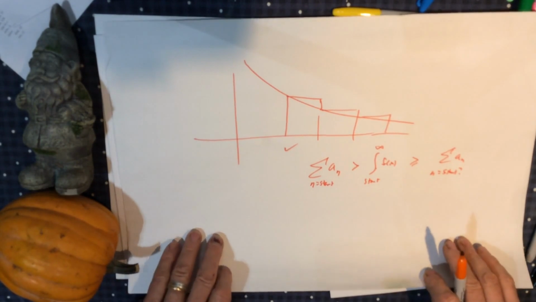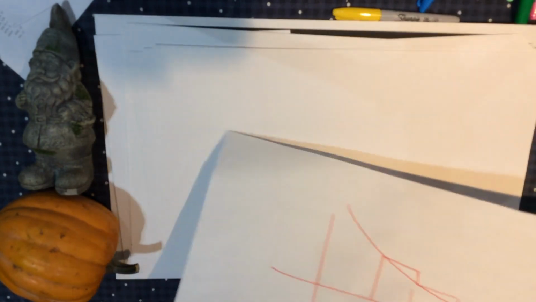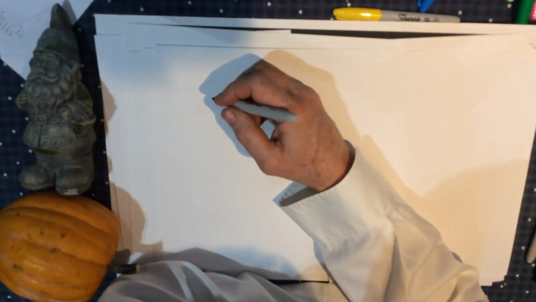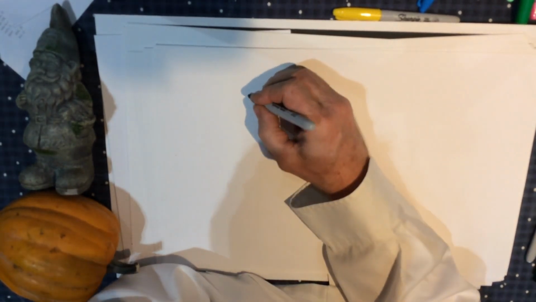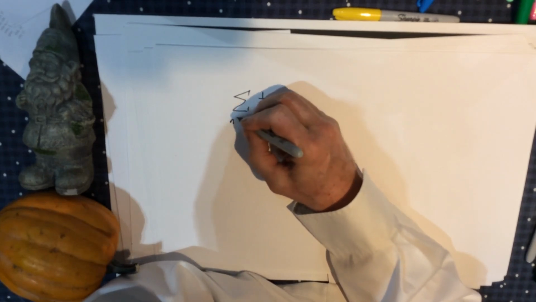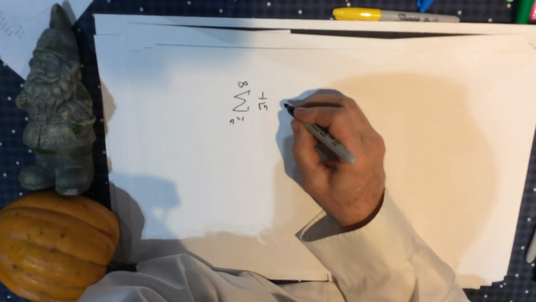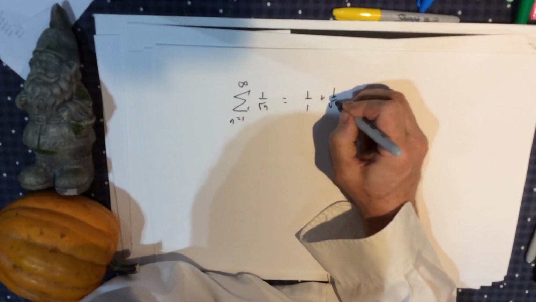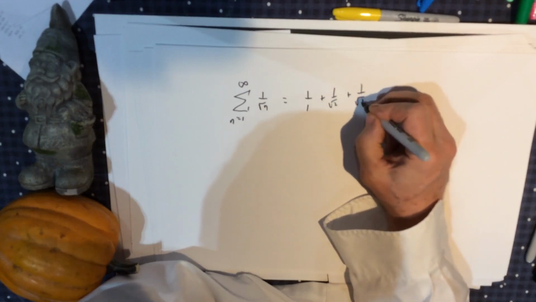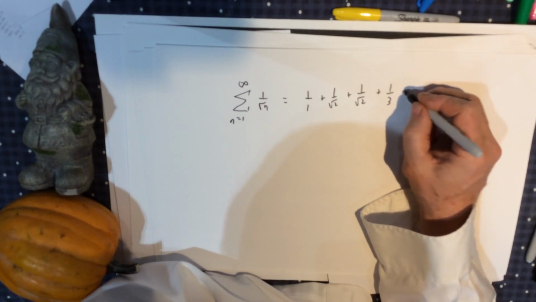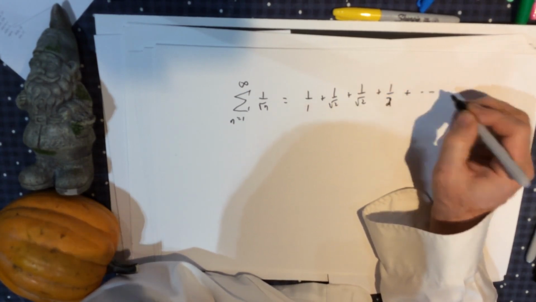All right, so let's do an example of an upper Riemann sum. So let's ask ourselves what we suppose the sum of 1 over the square root of n, n equals 1 to infinity, would look like. It's 1 over root 1, which is 1, plus 1 over root 2, plus 1 over root 3, plus 1 over root 4 is 1/2, plus.